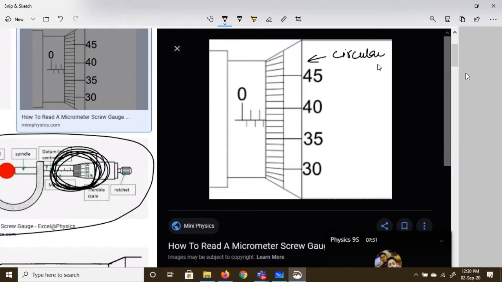आपने पूरी रीडिंग सब कुछ सही ले ली, but if you forget to write down millimeters, your answer will be deducted, your mark will be deducted.